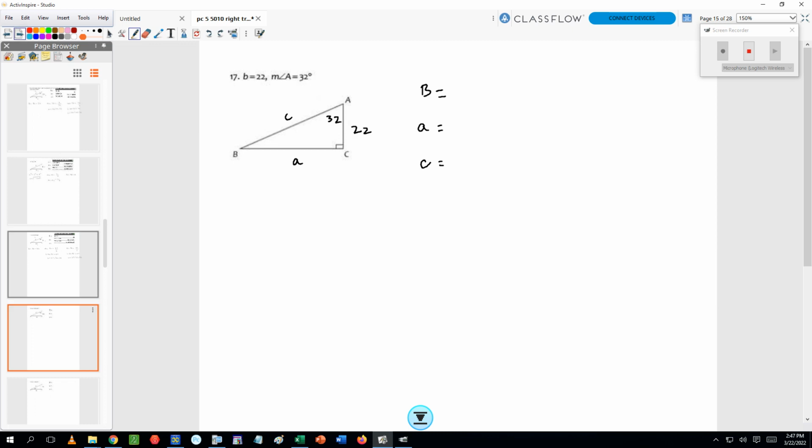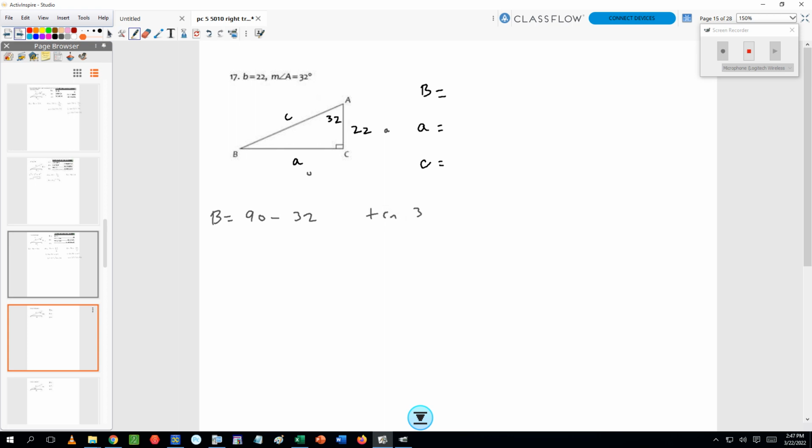Next up, I'm giving you a side and an angle, and this side is the adjacent to the angle. The A down here at the bottom is the opposite. Let's go ahead and find the angle though first. B is going to be 90, take away that 32. Okay, now back to my sides. The 22 is the adjacent. The A down here at the bottom is the opposite, not the hypotenuse, tangent.